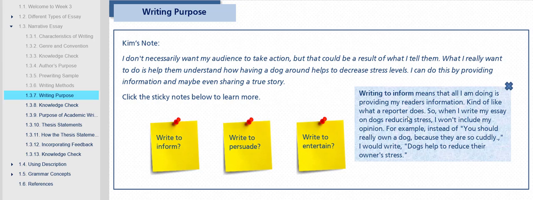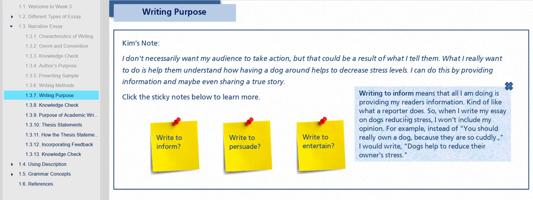Writing to inform means that all I am doing is providing my readers information, kind of like what a reporter does. So when I write my essay on dogs reducing stress, I won't include my opinion. Instead, I'm just going to include facts. Dogs help to reduce their owner's stress.